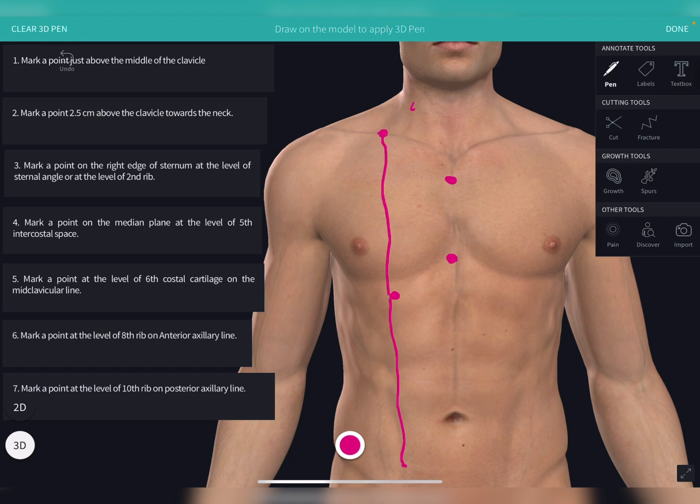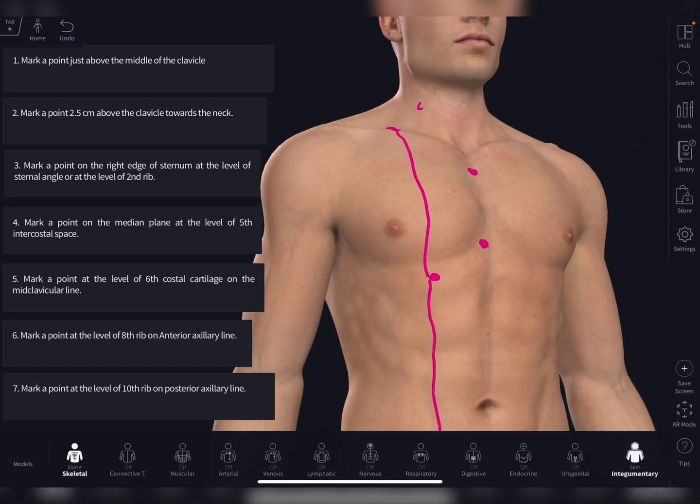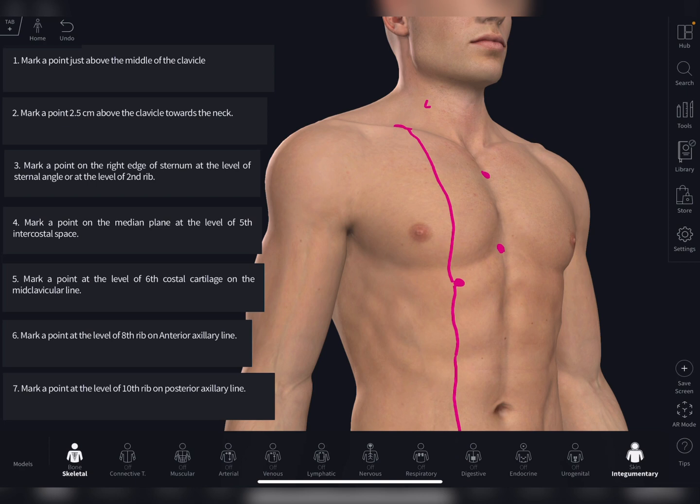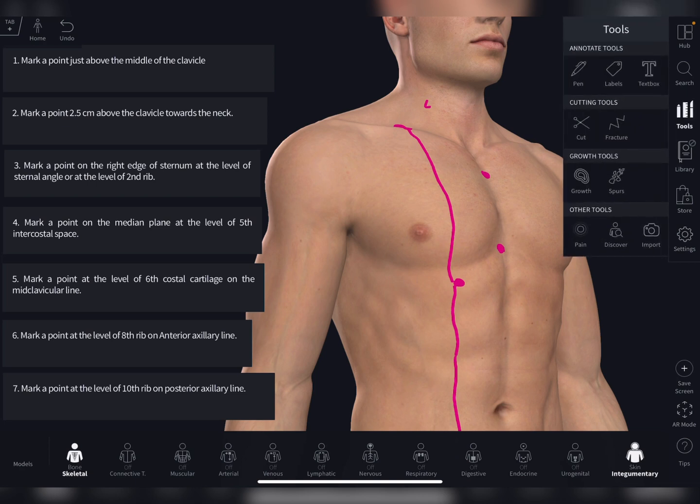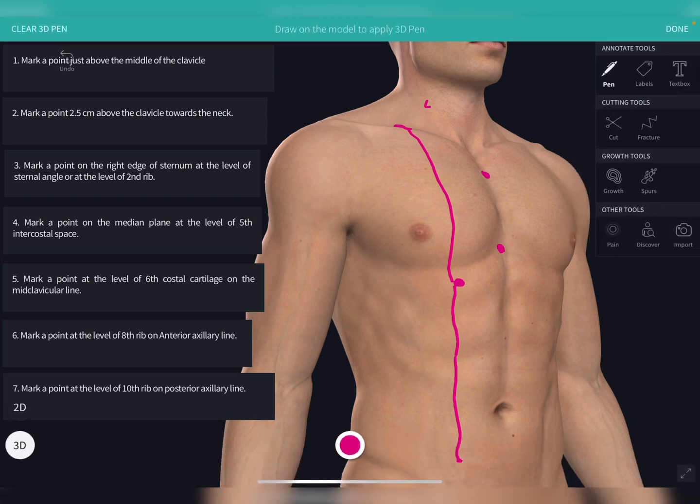Now for the sixth point, we have to rotate the body a little bit and mark the point onto the anterior axillary line. So this will be the anterior axillary line, and onto the anterior axillary line the point will be marked at the level of the 8th intercostal space. Somewhere around here will be your sixth point.